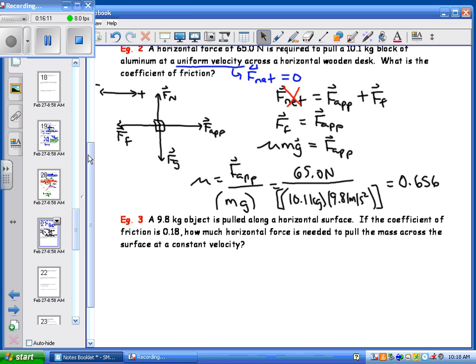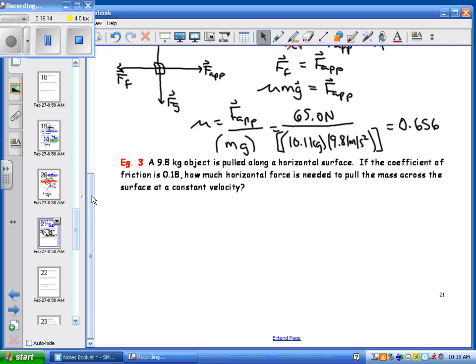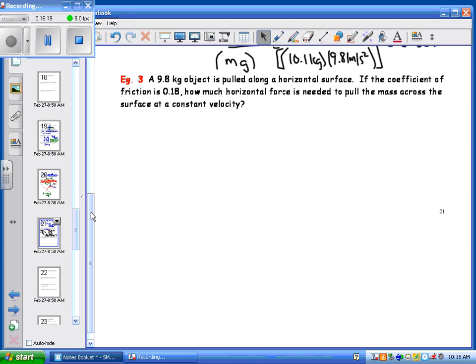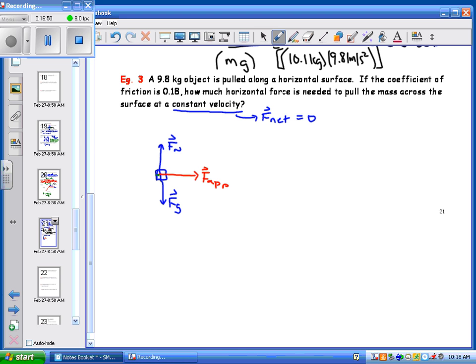Okay, example 3. A 9.8 kilogram object is pulled along a horizontal surface. If the coefficient of friction is 0.18, how much horizontal force is needed to pull the mass across the surface at a constant velocity? So again, we have a constant velocity, which means F net equals 0. So we have Fg acting down, Fn acting up. We have an F applied forward, and Ff is the same length backward.